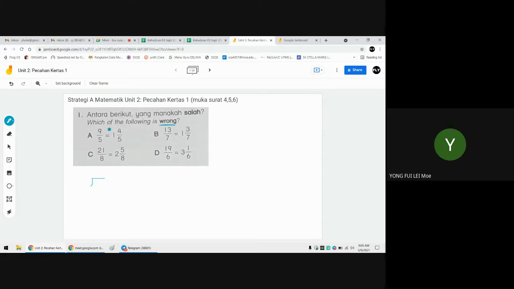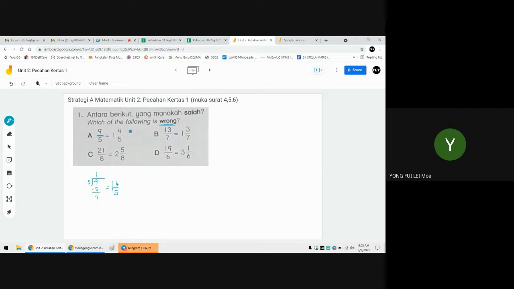9/5, to change it to a mixed number, you have to divide. Why is it divide? Look at this. I told you if you see a line like this, it means 9/5 is also 9 divided by 5. So 5 times 1 is 5. 9 minus 5 is 4. So your answer is 1 and 4/5. So this one is correct.